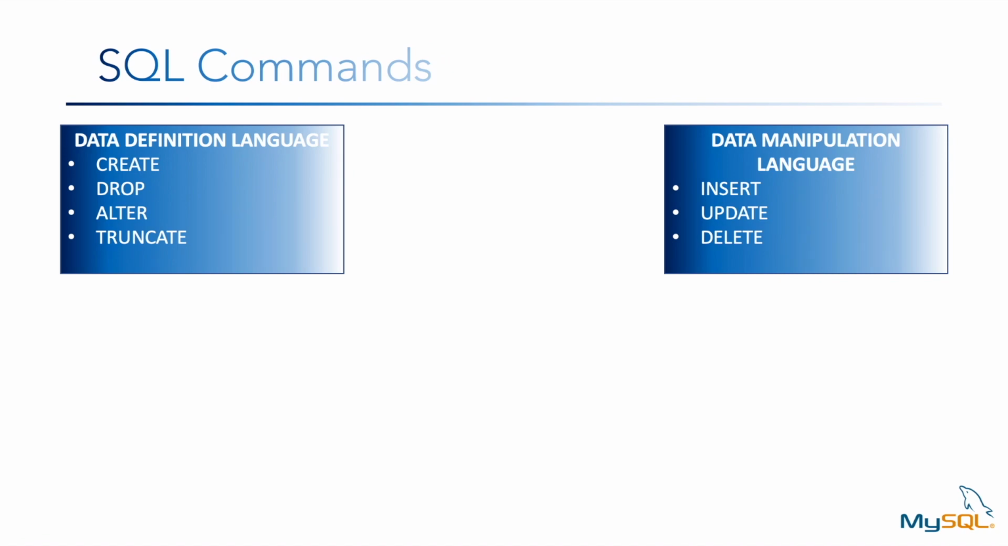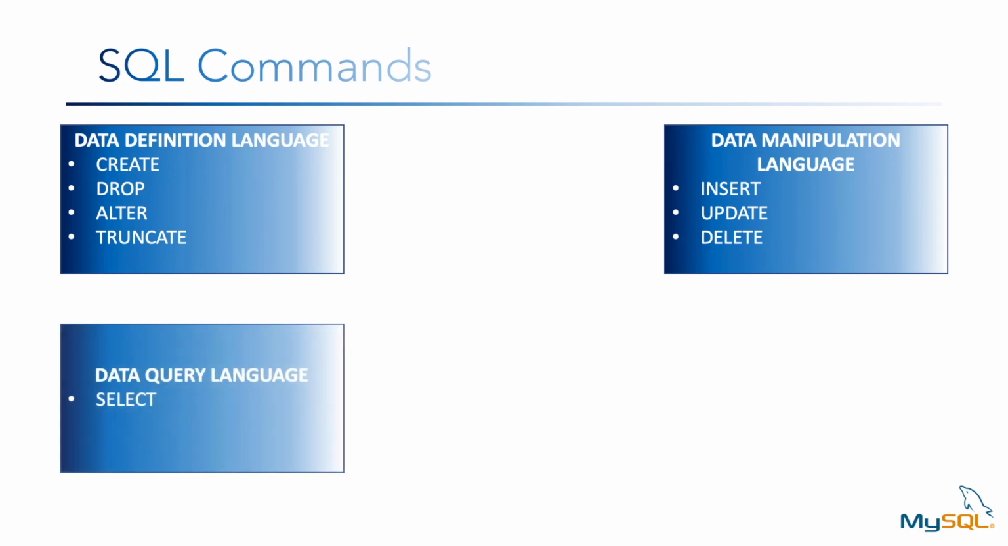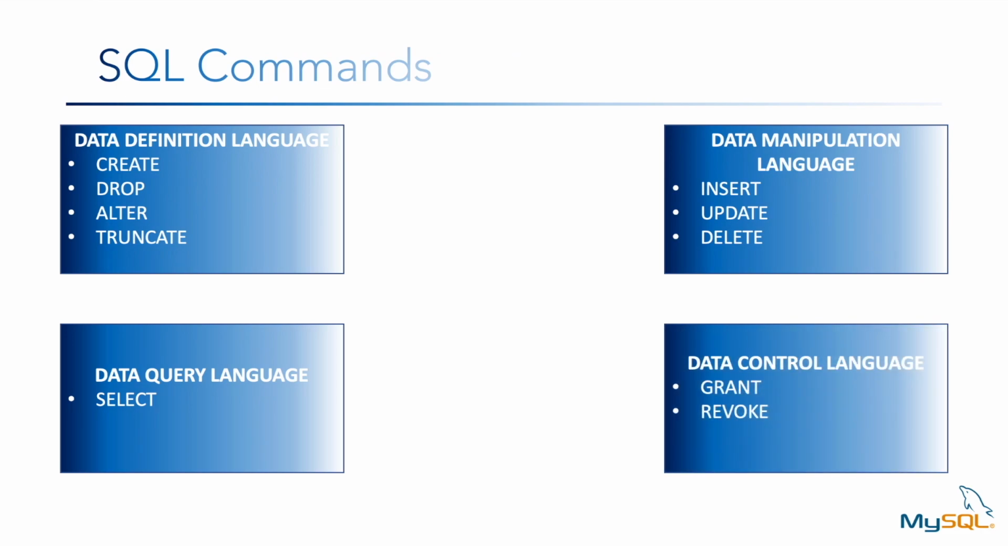Data Query Language, or DQL. This allows you to query and retrieve data from databases. Data Control Language, or DCL, allows you to control access to database objects. For example, you can grant or revoke user access to database objects, such as tables.